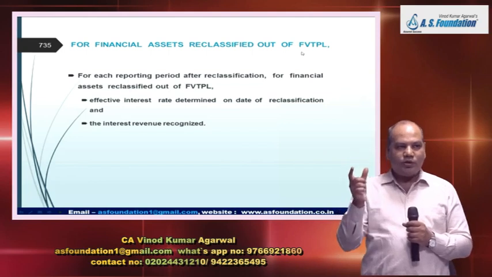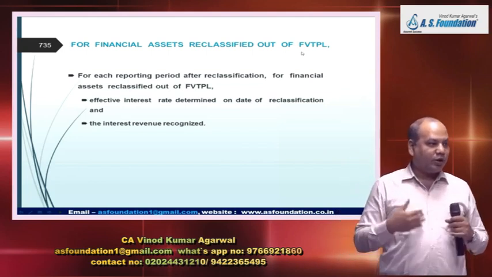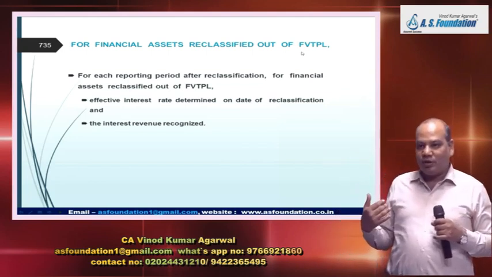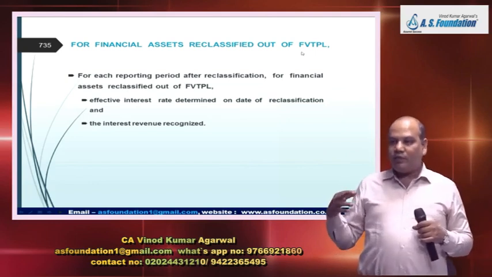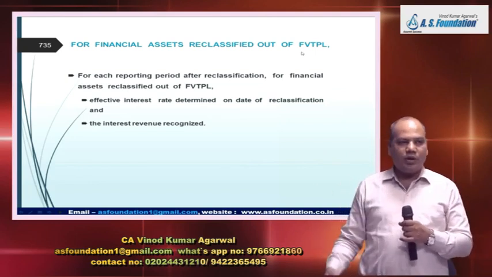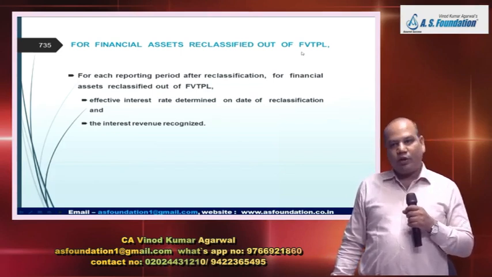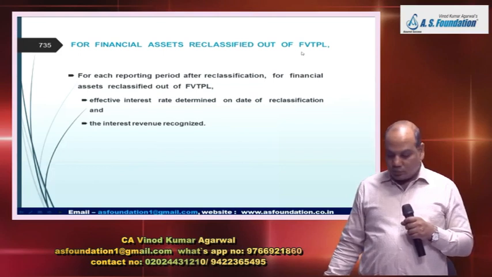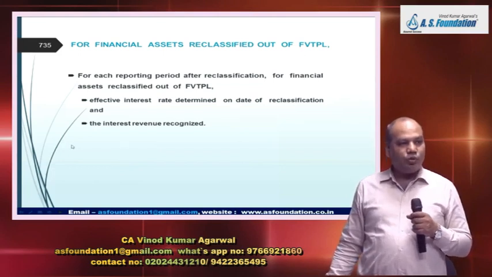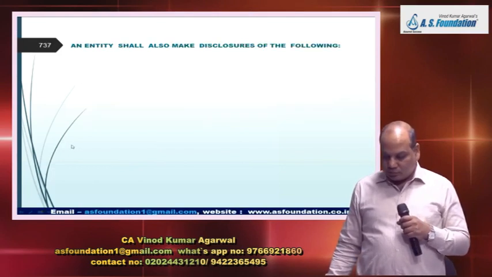So if you remember the logic, you will be able to remember the disclosure. Otherwise, too difficult to remember this disclosure. So effective interest rate is used when an instrument is either amortized cost or FVTOCI. So disclose that. And then how much interest revenue you have recognized.